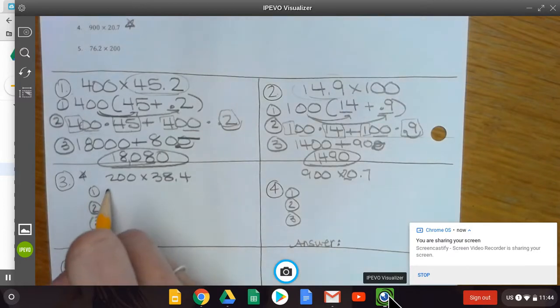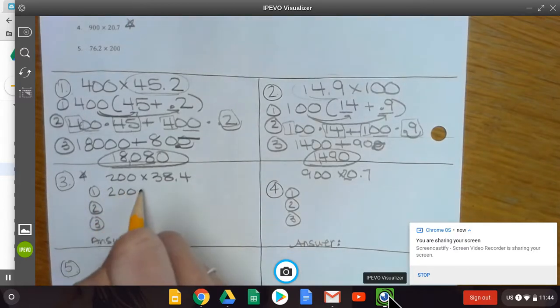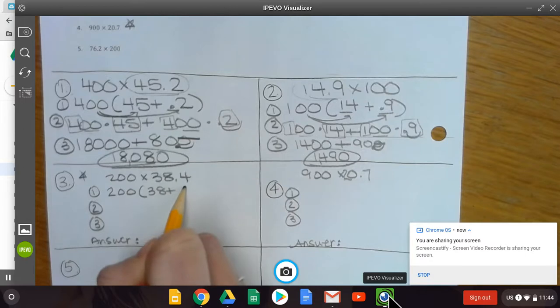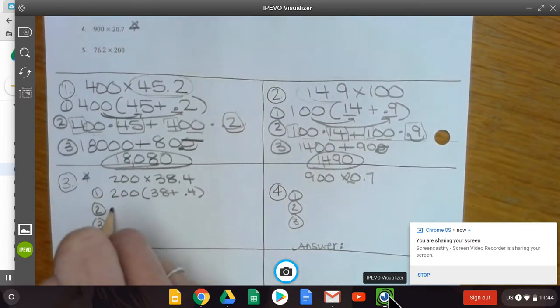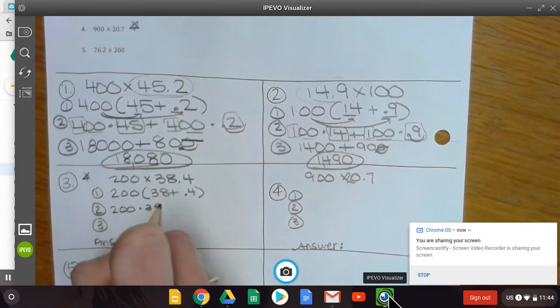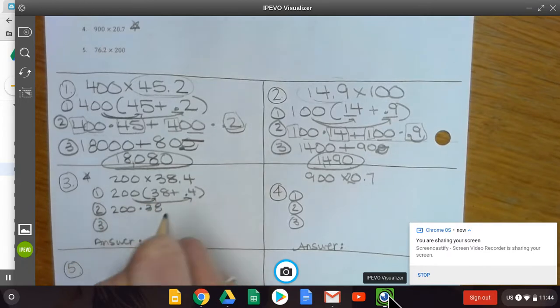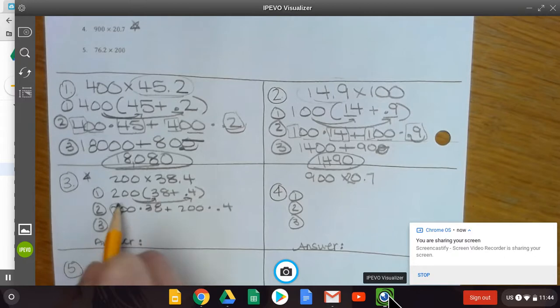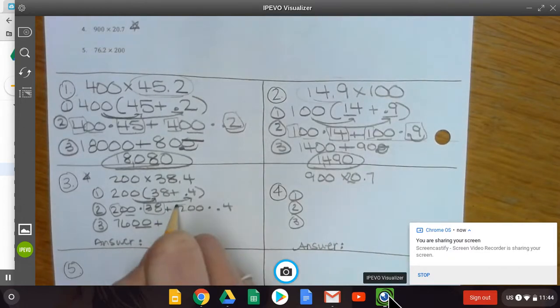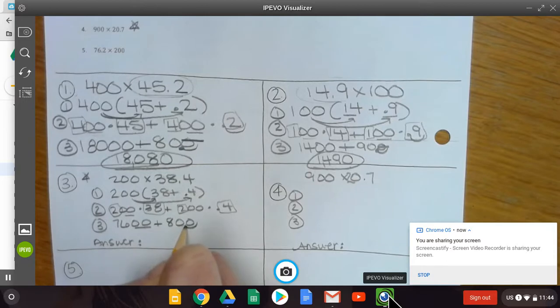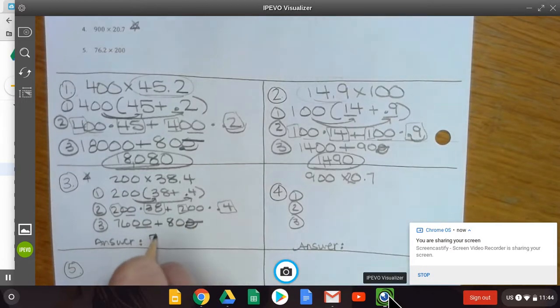So you should have had, I'm going to go through this kind of quickly, 200 times 38 plus 0.4, then 200 times 38 and 200 times 0.4. Multiplied these to give you 7,600, 2 zeros, plus multiply these to give you 8, 2 zeros, move the decimal 1 over, so your answer would be 7,680.